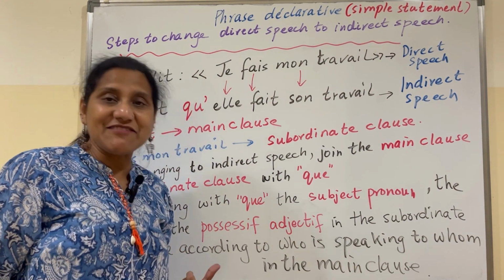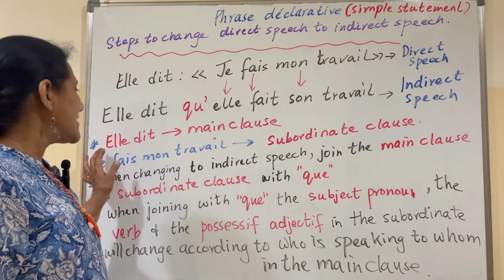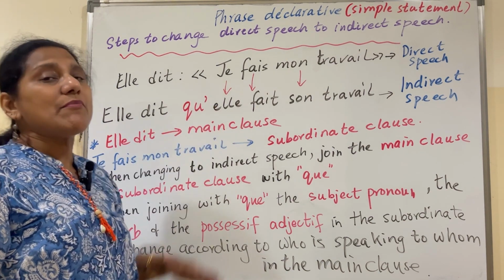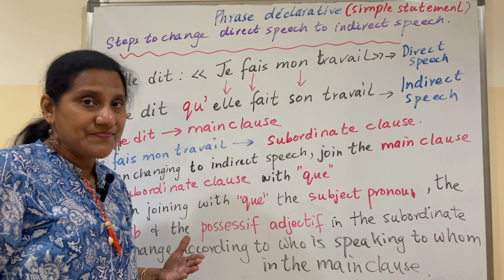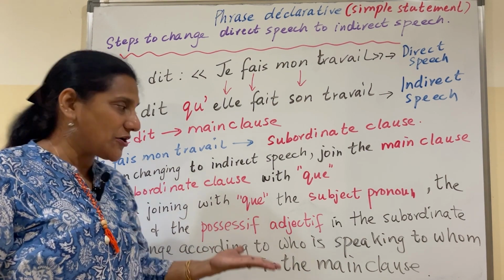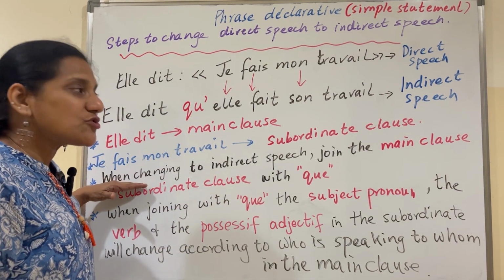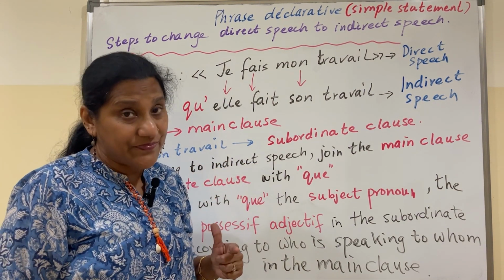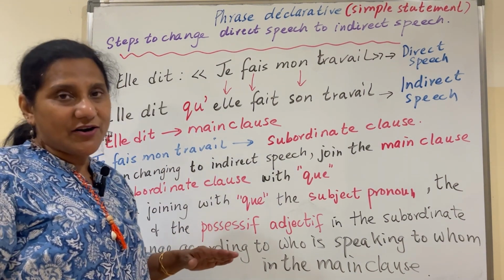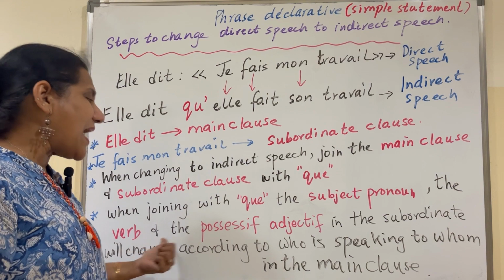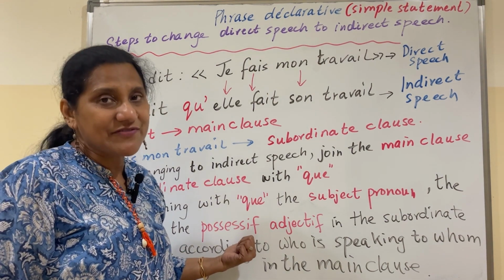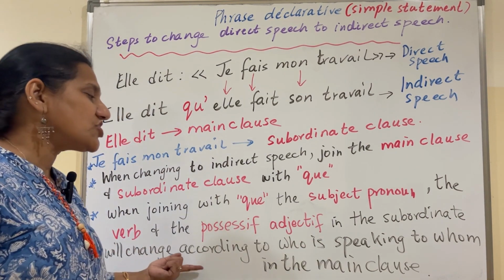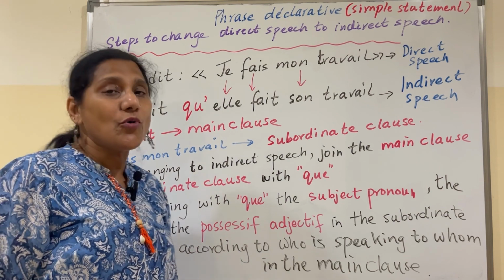Now, what are the steps involved in changing from direct to indirect? Elle dit is the main clause. What's my subordinate clause? Je fais mon travail. She says, I'm doing my work. She says that she's doing her work. So what do we do here? When changing to indirect speech, join the main clause and the subordinate clause with que. When joining with que, the subject pronoun, the verb and the possessive adjective, if the possessive adjective is there in the sentence, in this sentence we have the possessive adjective, in the subordinate clause will change according to who's speaking to whom in the main clause.